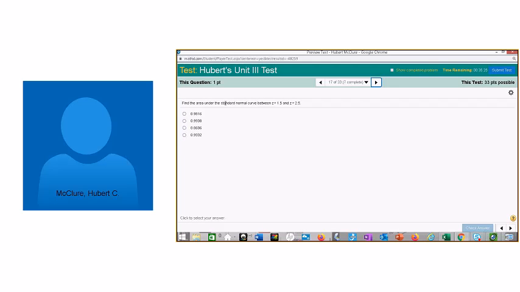Find the area under the standard normal curve between 1.5 and 2.5. Well, heck, we did that a while ago with that other question. I think it was 1, or I can't remember, but that's that. You don't even have to do any math here. You just have to punch it in the calculator.